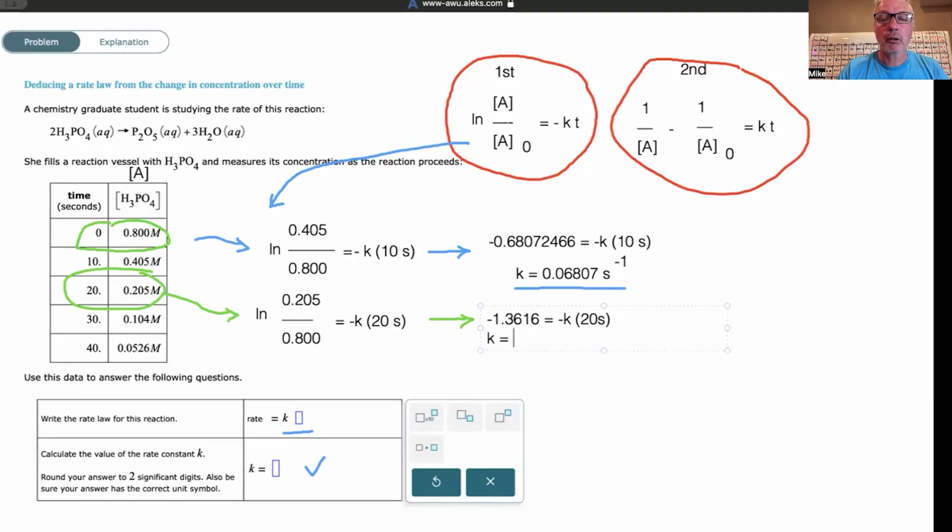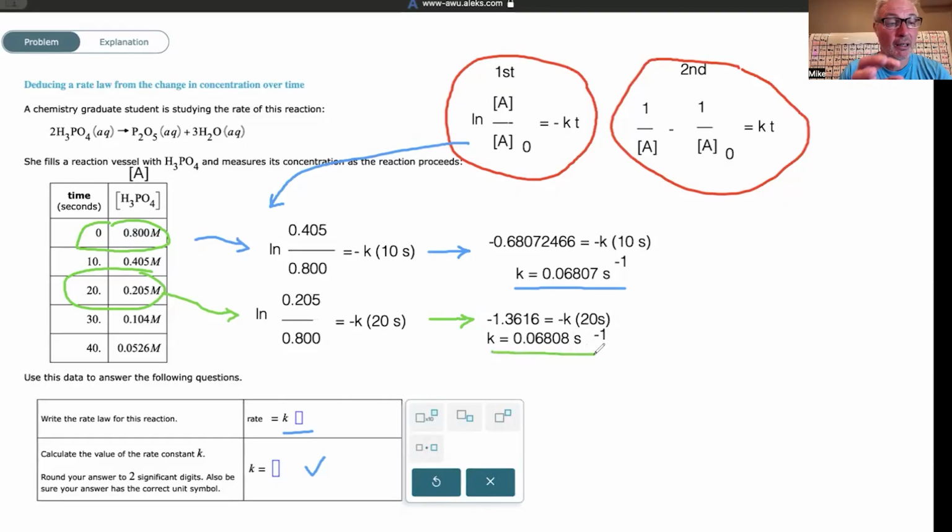K equals whatever, minus 1.36. Oh, darn, I had it. 1.36 divided by 20 is 0.06808 inverse seconds. Now, gang, that seems like the same K constant to me. I even hit my calculator button wrong and didn't take all the digits. That seems like this is first order.